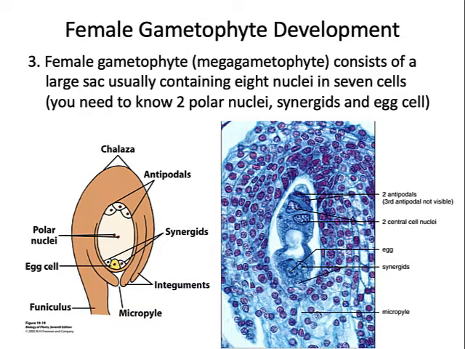Third, the female gametophyte, which is referred to as the megagametophyte, is formed, and it consists of a large sac that usually contains 8 nuclei in 7 cells. And for the purposes of our exam, I want you to be able to know the definitions of the polar nuclei, the synergids, and the egg cell. And these are going to play a role in double fertilization, which is what we're going to discuss on the next slide.